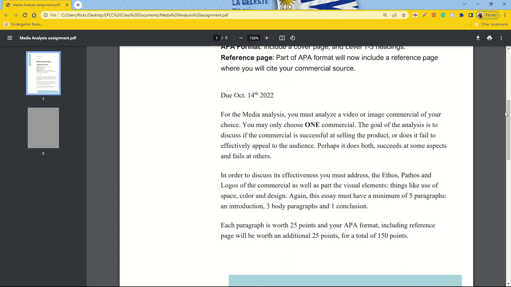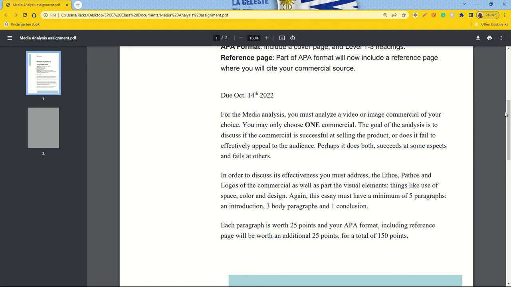The goal of the analysis is to discuss if the commercial is successful at selling the product, or does it fail to effectively appeal to the audience. Perhaps it does both at some points. It succeeds at some aspects and it fails at others, and that you can also address. In order to discuss its effectiveness, you must address the ethos, pathos, and logos of the commercial, as well as those visual design elements, things like color, space, and overall design.